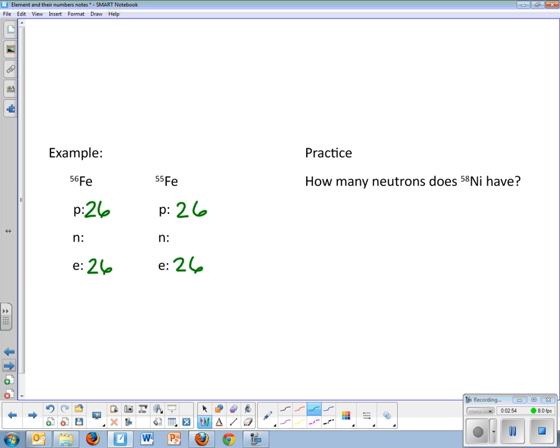So in order to find the neutrons, we have to take our mass numbers. So for the first one, 56, and subtract our protons, 26. So 56 minus 26 gives us 30 neutrons. So we do the same for the iron 55. So we now have 55 as our mass number. So we subtract the protons, 26, and we get 29 neutrons.